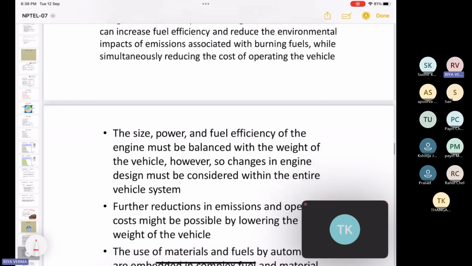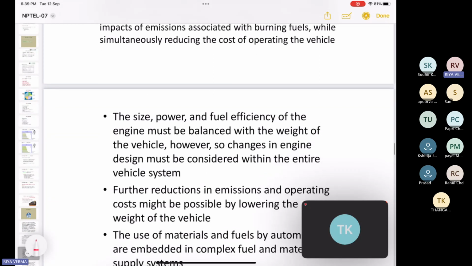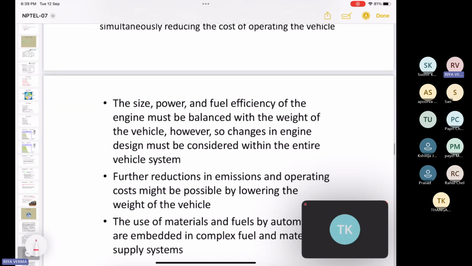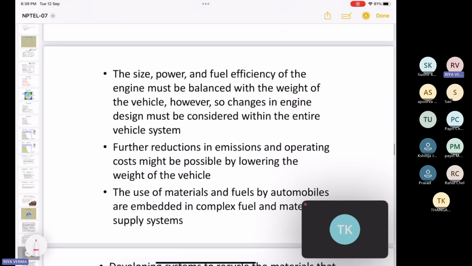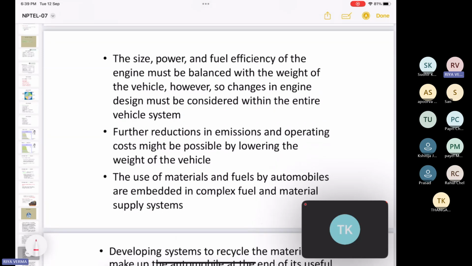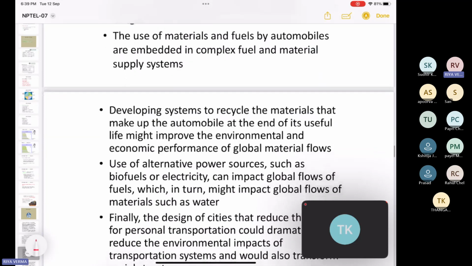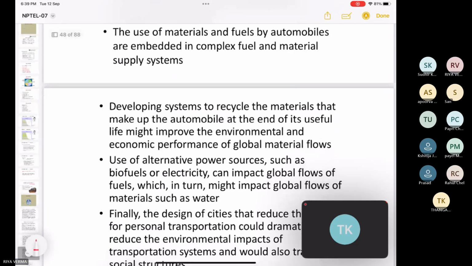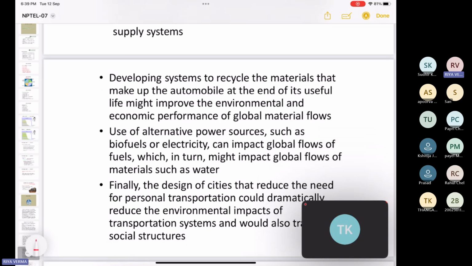So the size, power, and fuel efficiency of the engine must be balanced with the weight of the vehicle. Changes in the engine design must be considered within the entire vehicle system. Further reductions in the emissions and operating costs might be possible by lowering the weight of the vehicle. And the use of materials and fuels by automobiles are embedded in complex fuel and material supply systems. Then developing systems to recycle the materials that make up the automobile at the end of its useful life might improve the environmental and economic performance of global material flows.